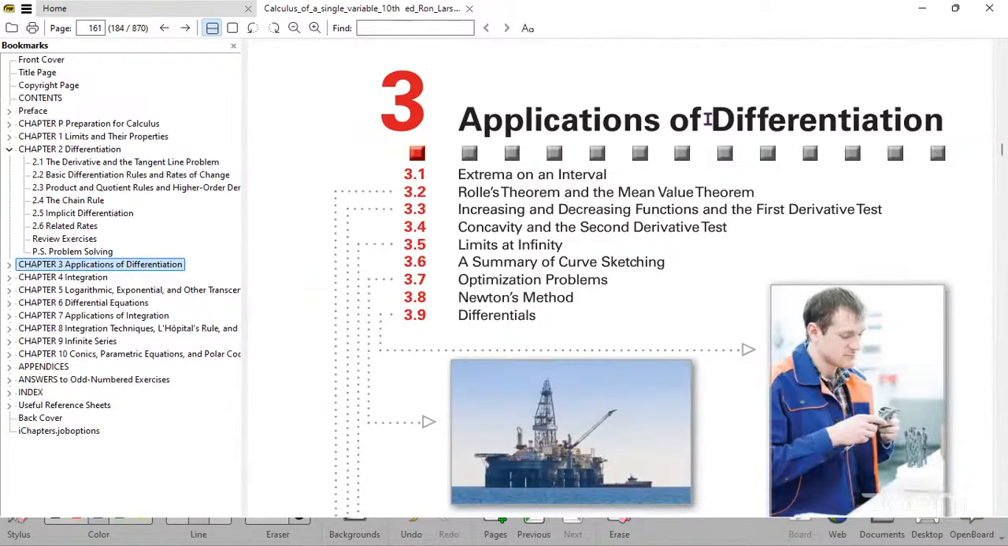So these are all the sections that we will be covering. Extrema on an interval, Rolle's theorem and mean value theorem, increasing and decreasing functions and the first derivative test, concavity and the second derivative test, limits at infinity, summary of curve sketching, optimization problems, Newton's method, and differentials. Okay, let's go through with the first one, extrema on an interval.